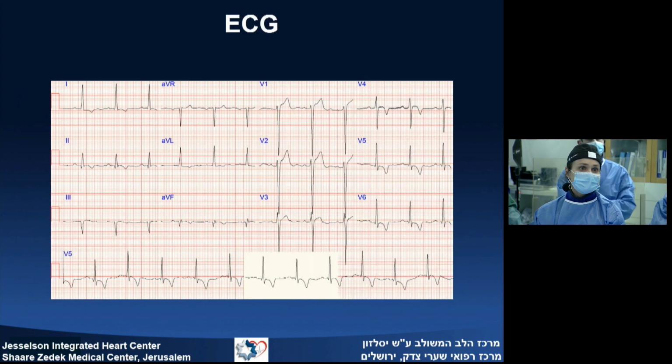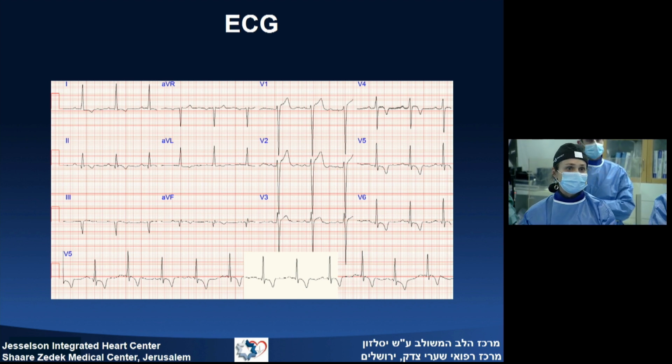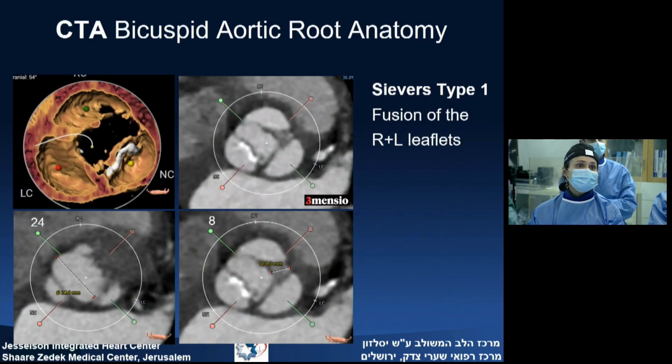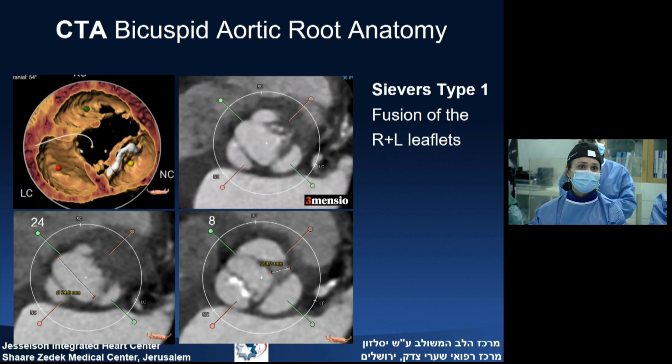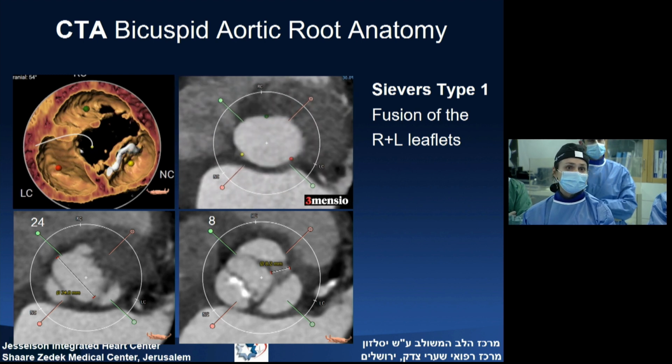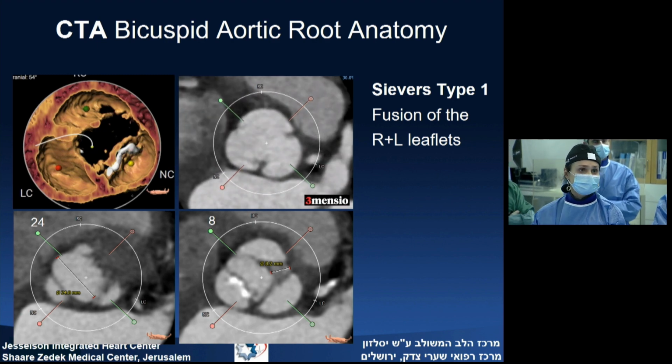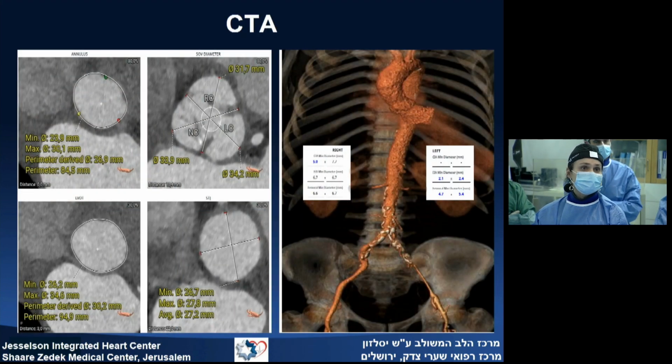Next slide, please. With diffuse ST changes on ECG, with the borderline PR interval, no other conduction abnormalities. Next slide, please. His CT analysis showed a classical bicuspid aortic valve of Sievers type 1 with raphe between right and left leaflets, as you can see from this slide. Annular size is perimeter of 84 millimeters. Raphe not severely calcified with LAC of 8 millimeters.